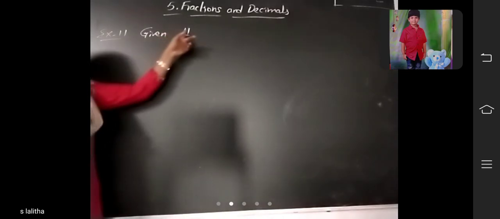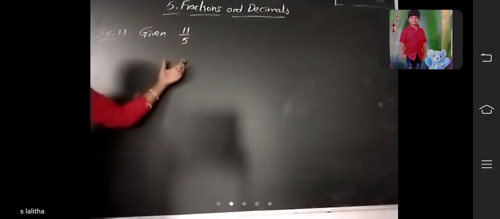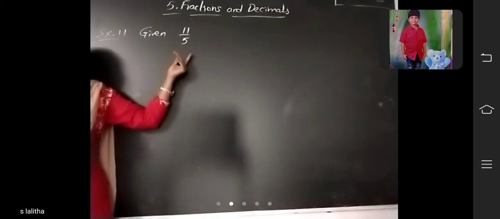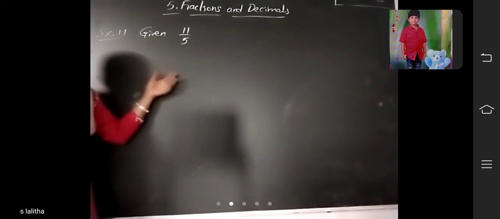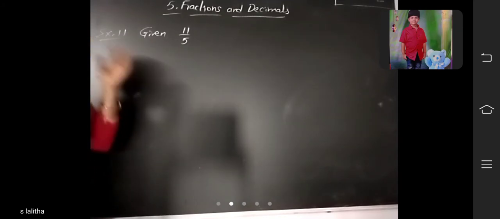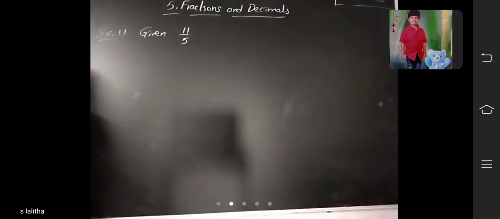Yes, 11 is the numerator. The numerator is greater than the denominator. So which type of fraction is it? Improper fraction. Now you have to convert it into a mixed fraction. How to convert? First you have to convert this pictorially. What is the denominator here?